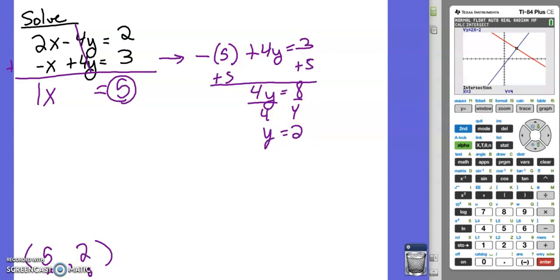One way to double check this, again, I'm not going to go through the check method on every single one of these, but make sure you understand I can plug 5 in, I can plug 2 into both equations, and it should equal 2, it should equal 3. And the other way to do it is to take both equations and graph them and find the point of intersection.